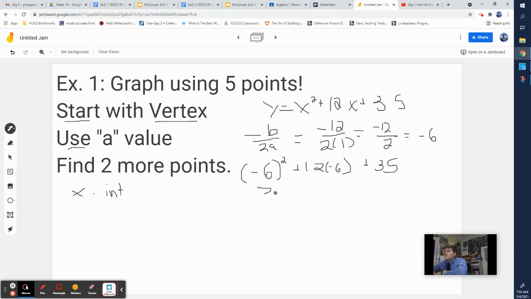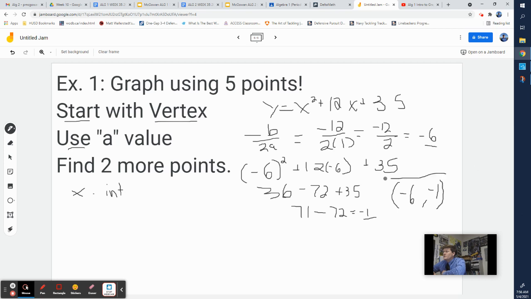Negative 6 squared becomes 36. Ooh, what's 12 times negative 6? Negative 72 plus 35. I'm going to take care of the positives first. 30 plus 30 makes 60. 6 plus 5 makes 11. 11 plus 60 makes 71, right? So I have 71 minus 72, which equals negative 1. So my vertex is the x value and the y value we just found. My vertex is negative 6, comma, negative 1.